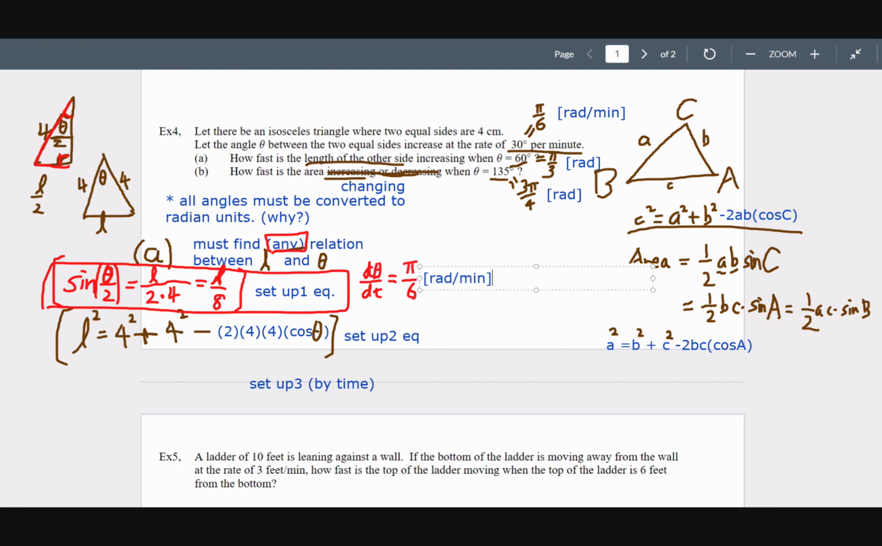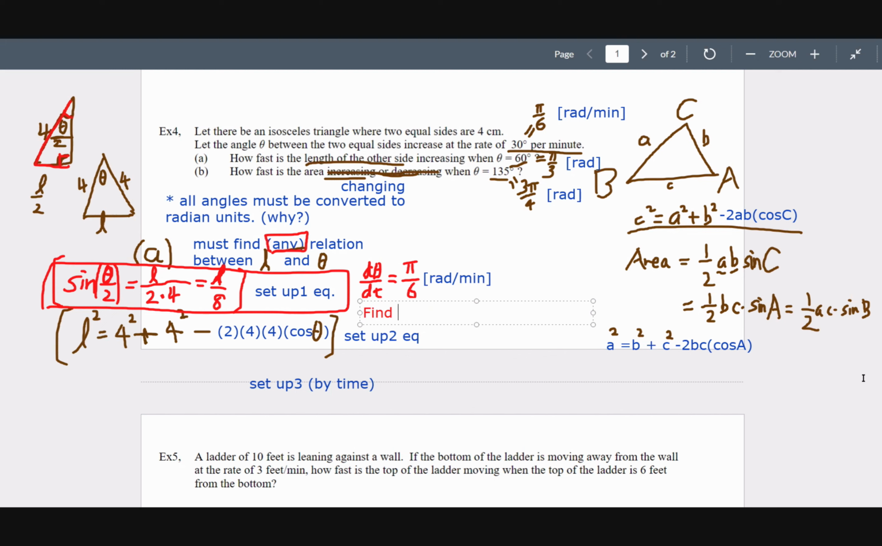And then the other time, minutes. Do we have another? We have no other time. We have only one condition here. There we go. And then what is the question now? The question is to find, let me write this in red, dl dt. Find dl dt.